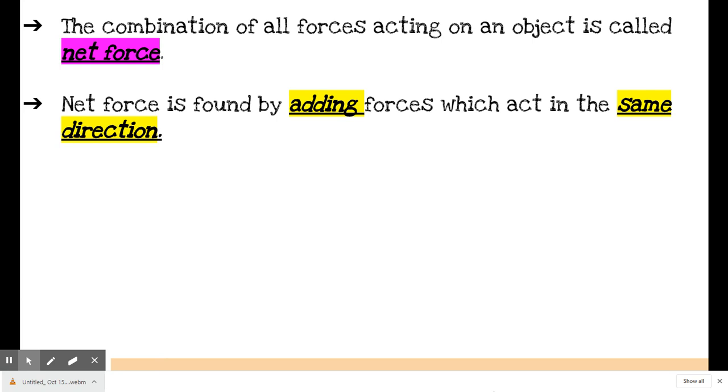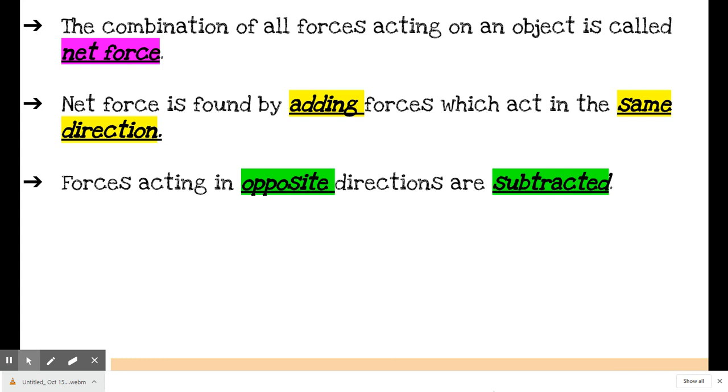And so we sometimes try to find the net force. And if forces are helping each other, we're going to add them. So if both forces are pulling to the right, we would add them together to know the net force pulling on the right of an object. Okay.